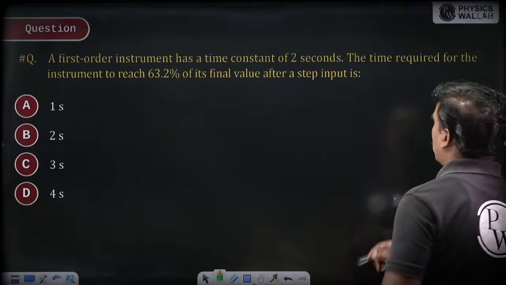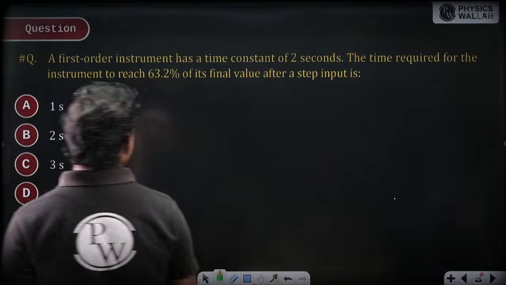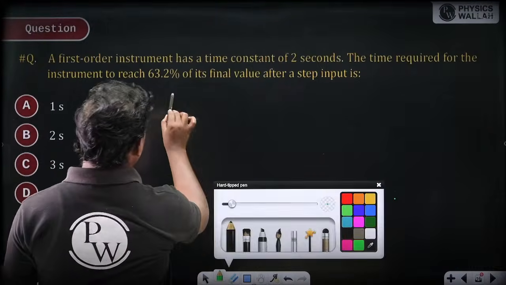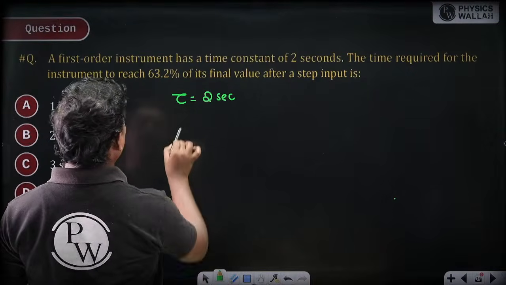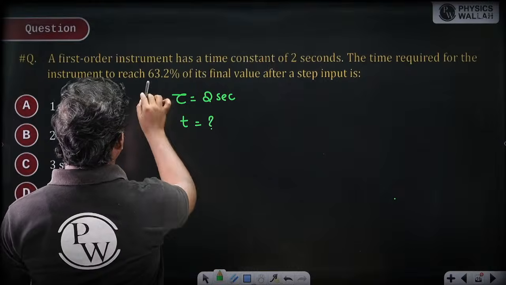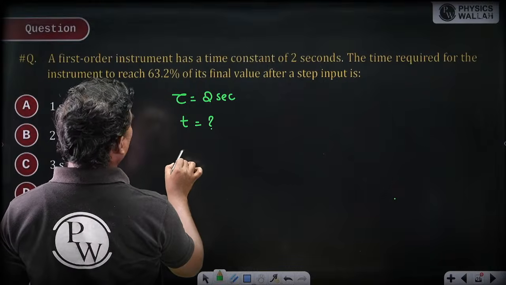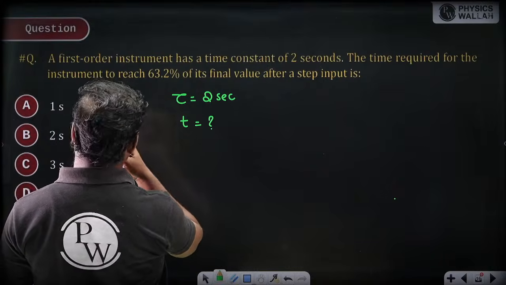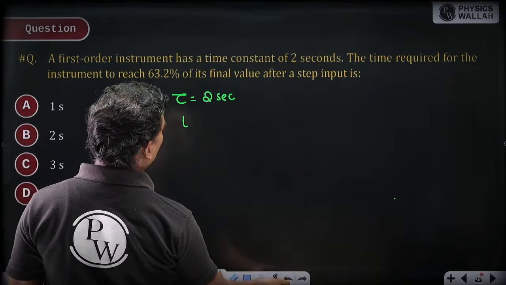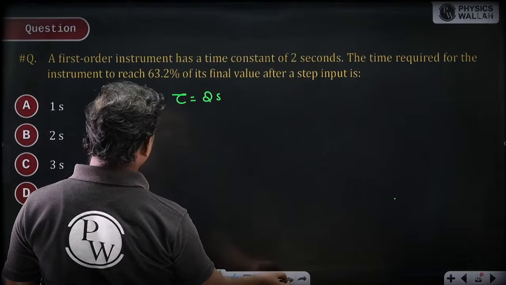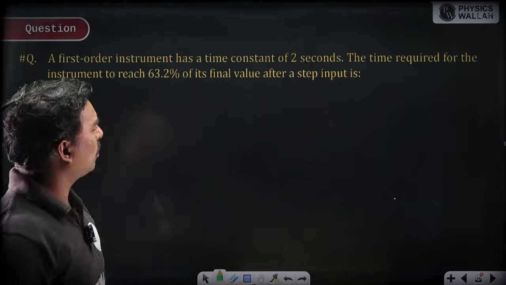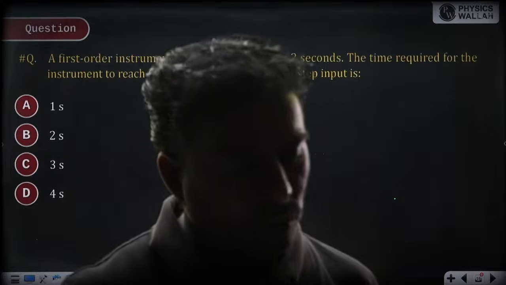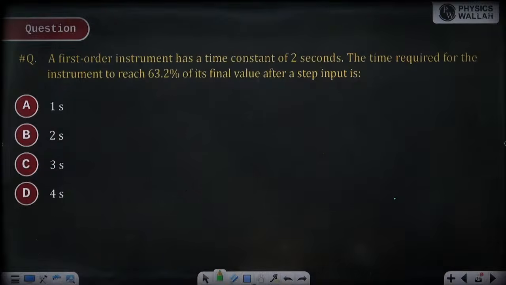Can you answer this question? A first order instrument has a time constant tau given as 2 seconds. The time required for the instrument to reach 63.2, it's not a valid question. Answer these questions. I think you kept it as a control system question. But anyway, you can have some idea of these controls, right? So you can post.